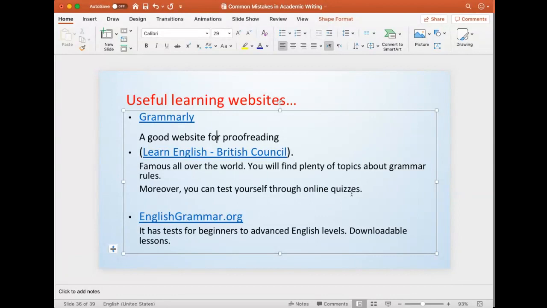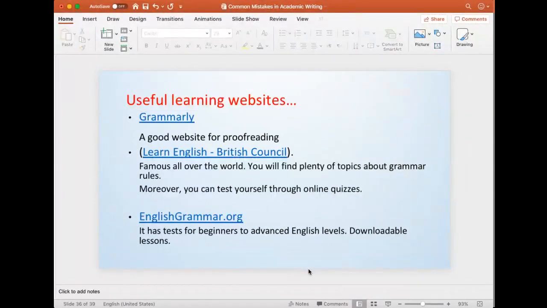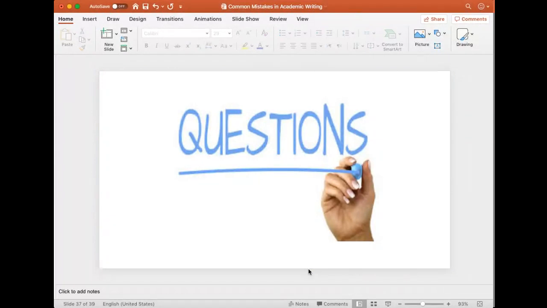There are multiple quizzes there that could help you find how good you are in academic writing. And finally, this is another website called EnglishGrammar.org. It can provide lots of tests for beginners to advanced English levels, and it also provides downloadable material. All right, and this is the end of our workshop.